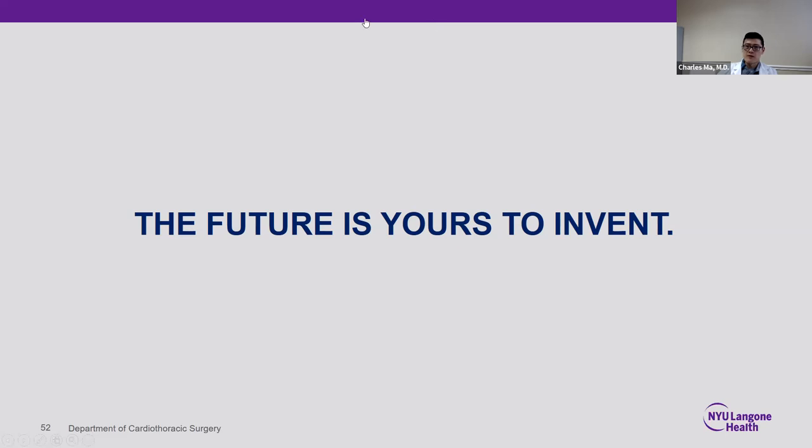Thank you so much, Dr. Ma. What a phenomenal type of procedure, especially the robotic approach. Let me ask you something, Dr. Ma. From the patients that you have treated together with your colleagues, what percentage of patients do qualify for the robotic versus the port access or the sternotomy?